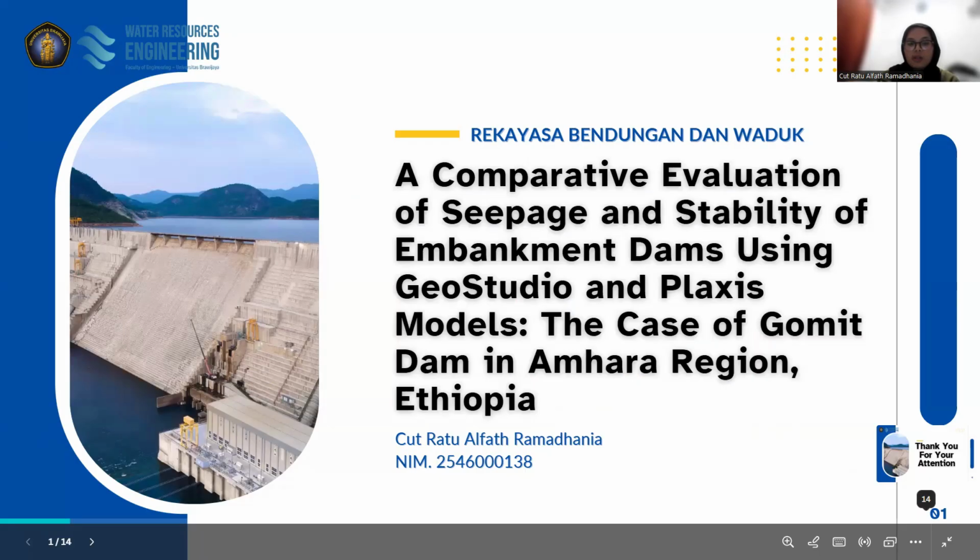My name is Ratu Ramadhania, and today I'm going to present the summary of the journal. The title is "A Comparative Evaluation of Seepage and Stability of Embankment Dams Using GeoStudio and Plaxis Models: The Case of Gomit Dam in Amhara Region, Ethiopia." In this presentation, I will highlight the key findings, methodology, and conclusion from the study, and I hope it provides valuable insight for our discussion.